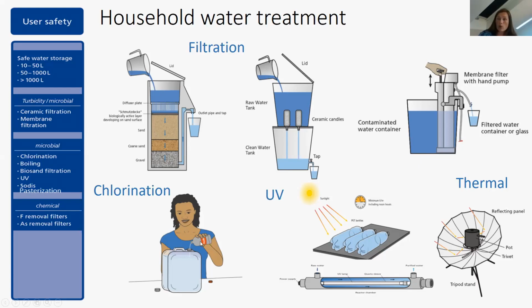Another common way is distributing chlorine pills or chlorine liquid, which can be added to water at households. It's done very often in emergencies, but should not be done just during epidemics, but also after that. Other ways could be UV systems, or thermal ways like boiling water or using solar cookers to pasteurize the water.